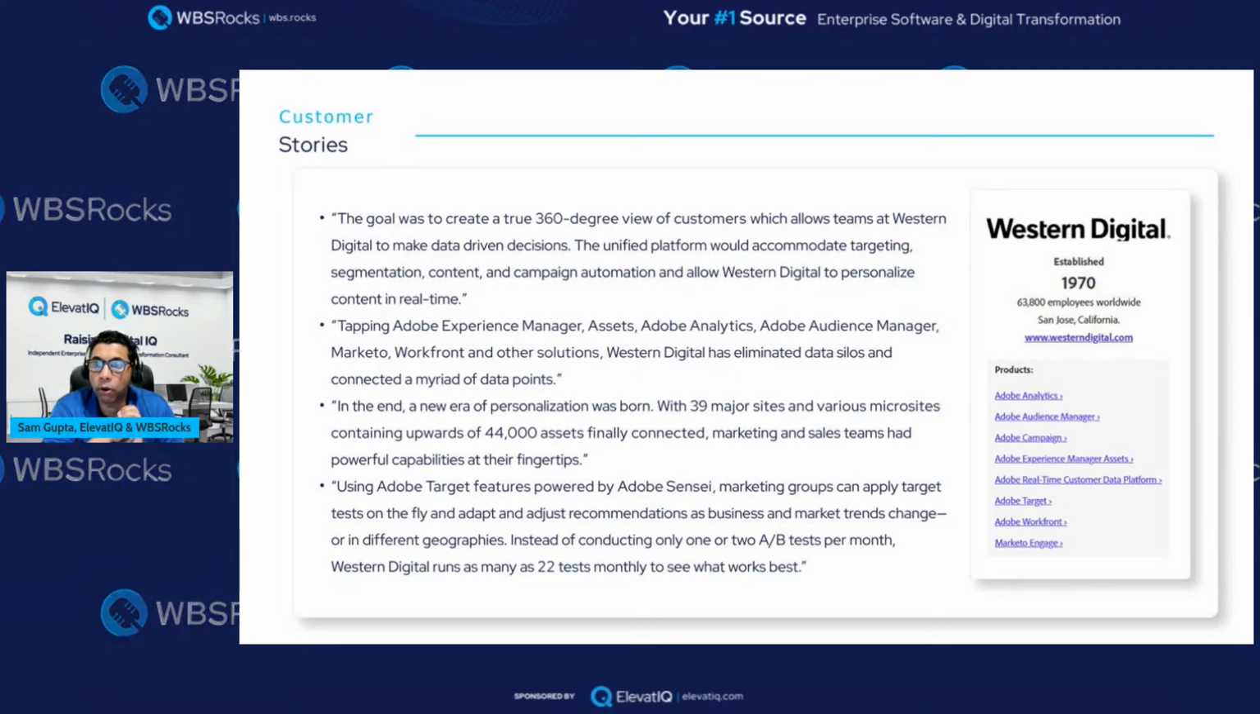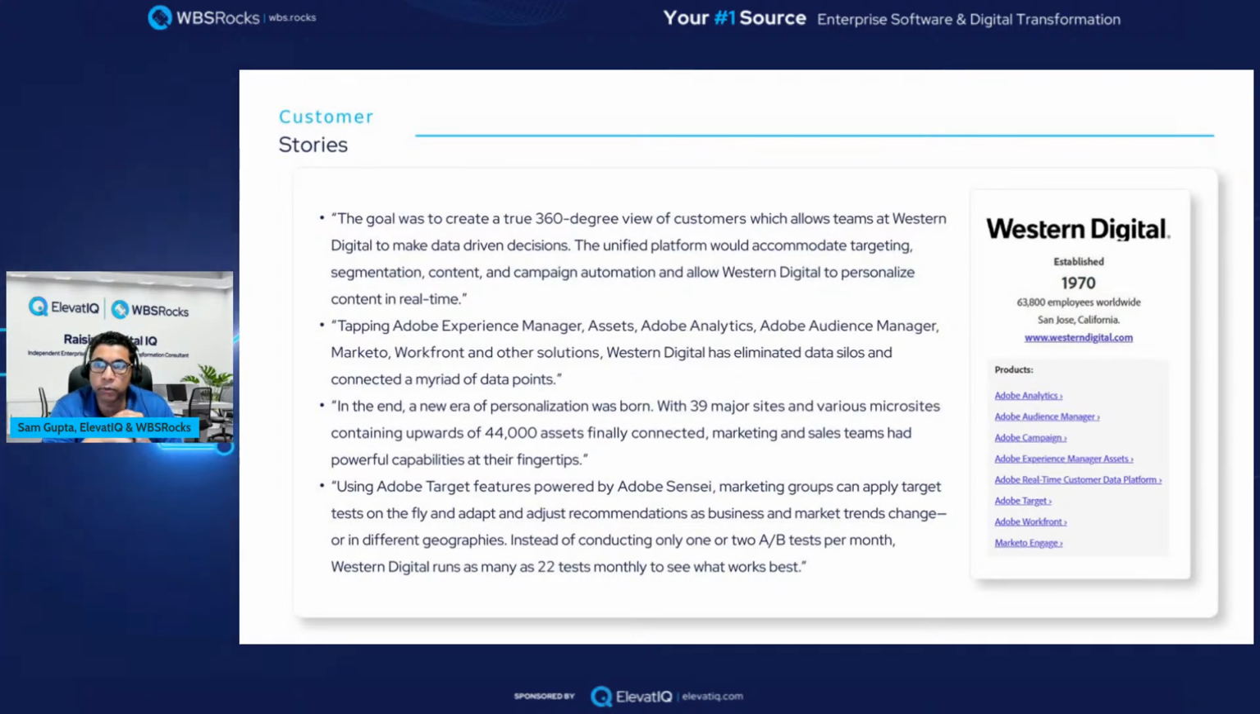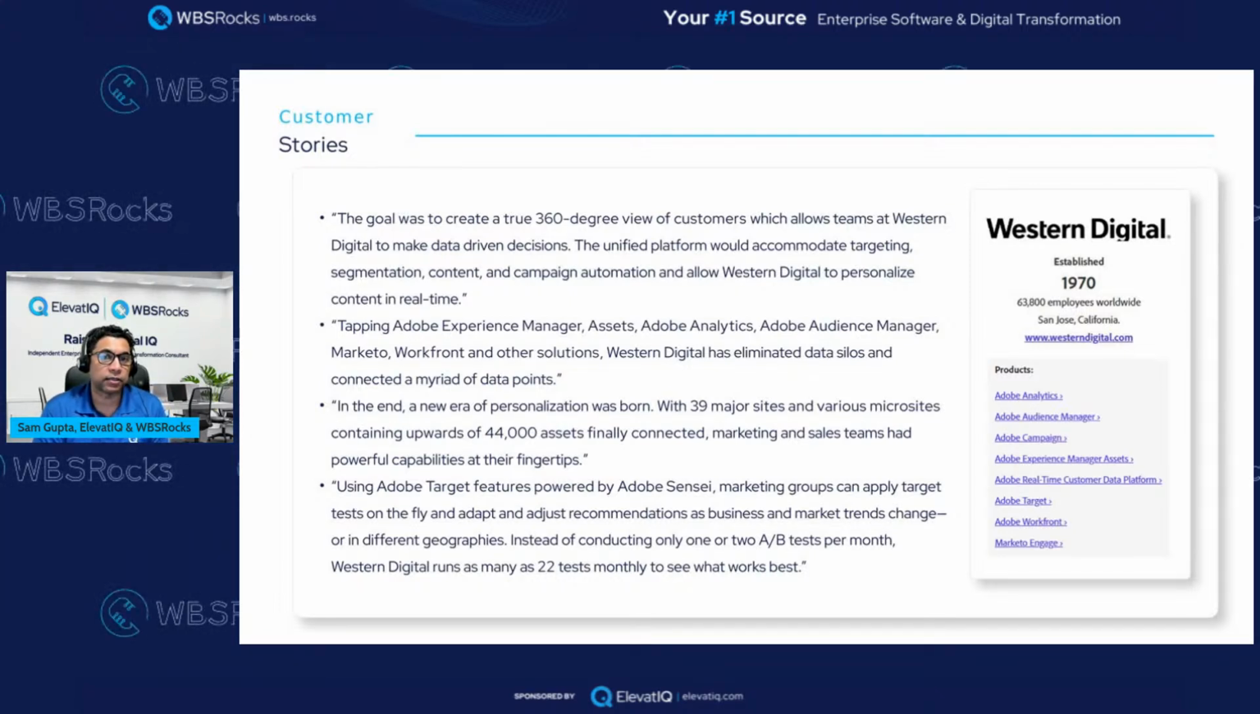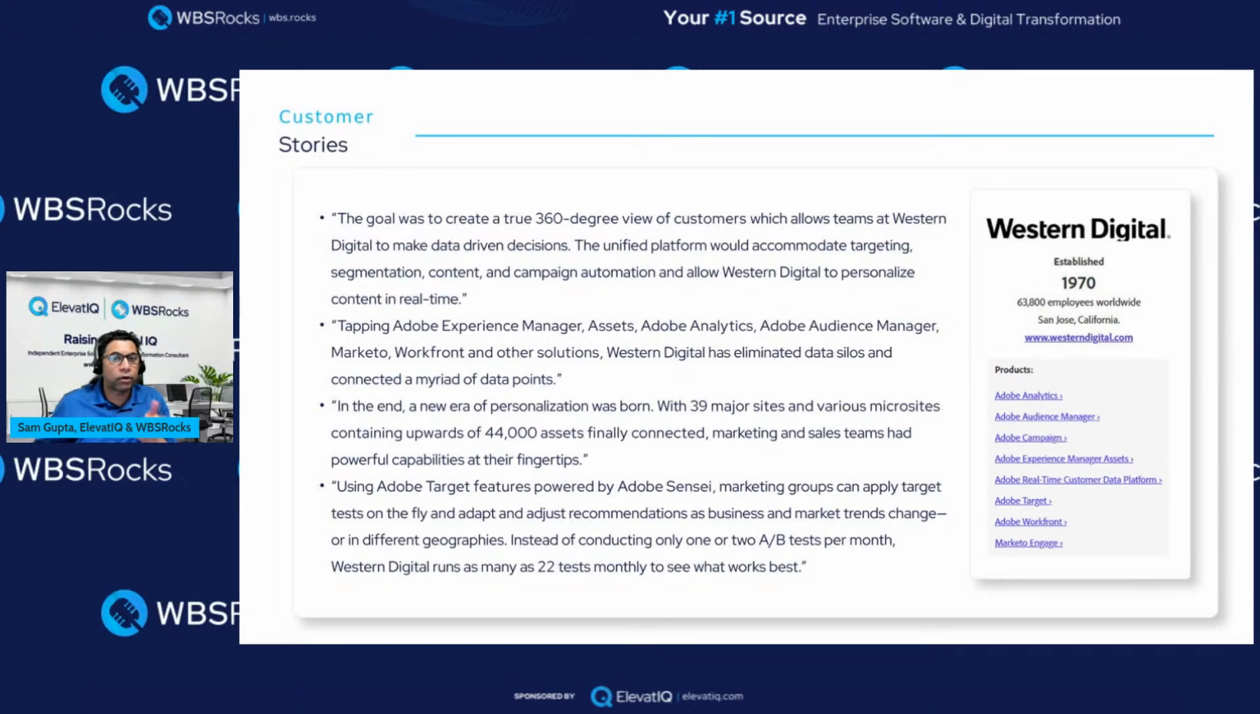Okay, so one more big brand here, which is Western Digital. And again, this is going to be a massive company. And in this case, they are saying the goal was to create a true 360-degree view of customers, which allows teams at Western Digital to make data-driven decisions. Again, not much in the comment, so I'll keep moving here. The unified platform would accommodate targeting, segmentation, content, campaign automation, and allow Western Digital to personalize content in real time.